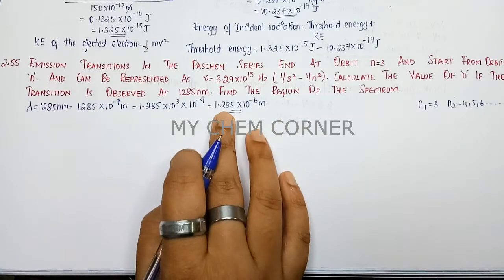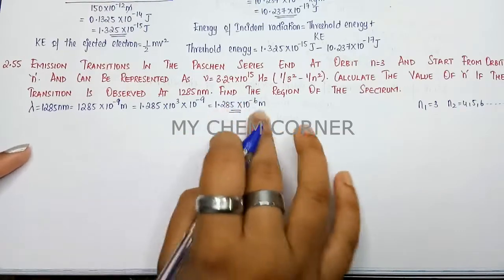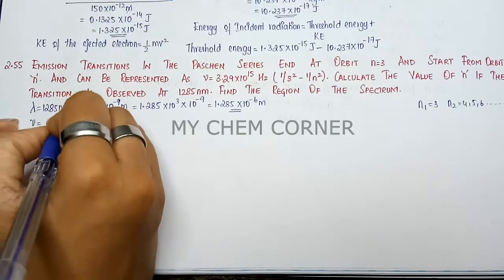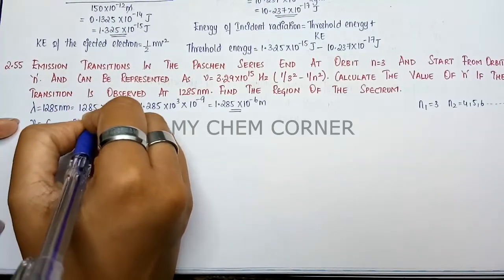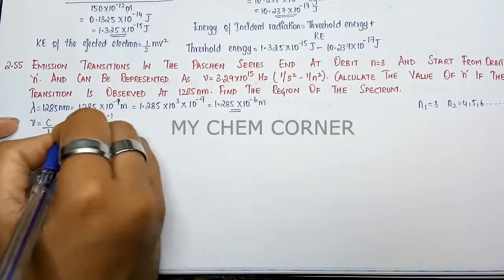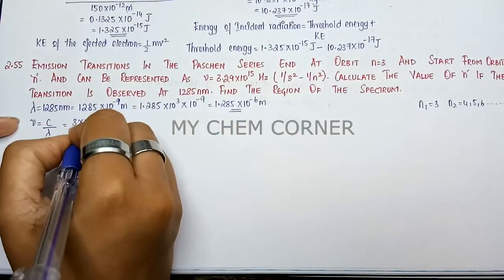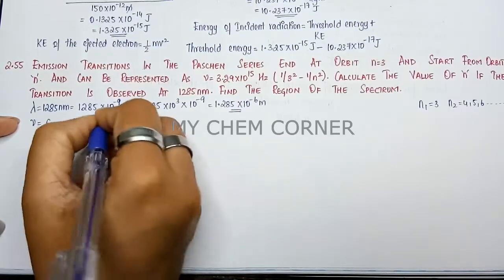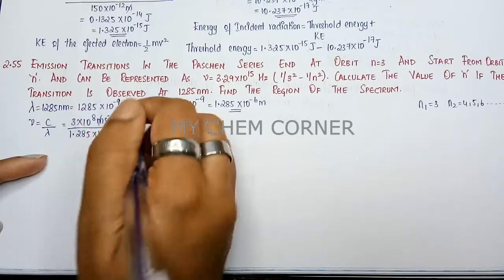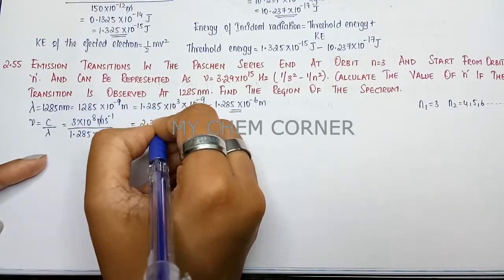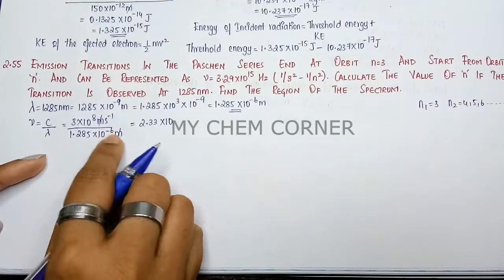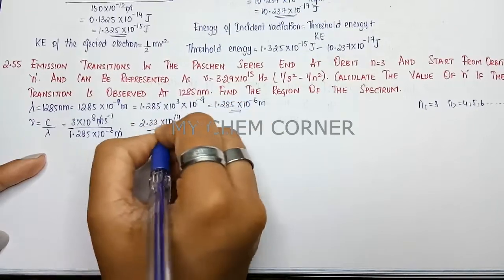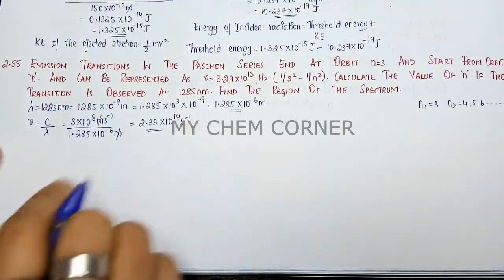Now the wavelength is given to us. We should know what is the frequency for this particular wavelength. Frequency, simple formula we know, c by lambda. c is the velocity of light, so that's 3 into 10 to the power 8 meter per second, divided by lambda, which is 1.285 into 10 to the power minus 6 meter. Meter and meter will get cancelled. When you divide both of these, you will get 2.33 into 10 to the power minus 6 goes up, it will become plus 6, so this will become 10 to the power 14 seconds inverse. So this is going to be the frequency.